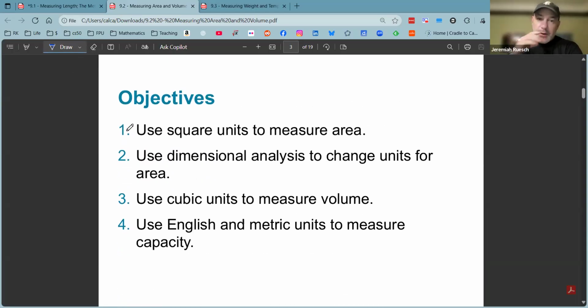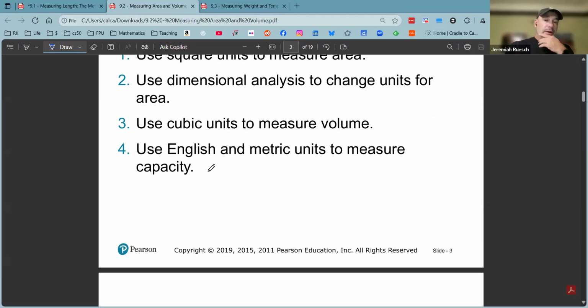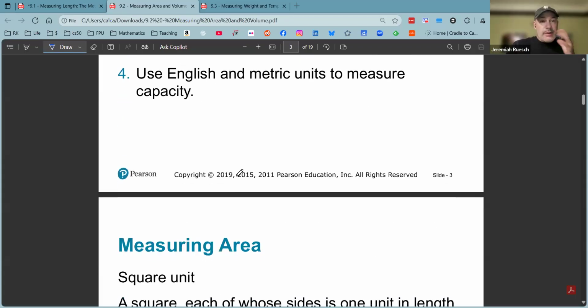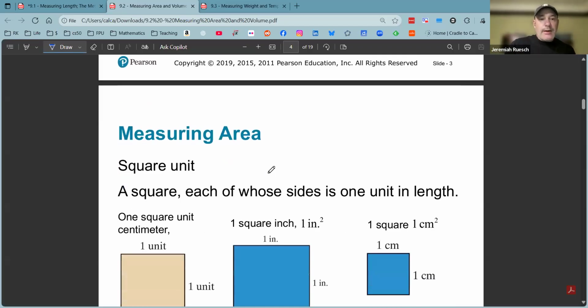All right. So our objectives for today are to understand the idea of square units to measure. We're also going to pay attention to dimensional analysis of how to change units with respect to area, and also cubic units. So this will be very similar to last section. The difference being is with areas, you're going to be multiplying to find areas and to find volumes. And so we have to be careful with our units in that regard. And then we'll also look at conversions between these in terms of carrying capacity or measuring capacity. Okay. All right. So let's dive in.